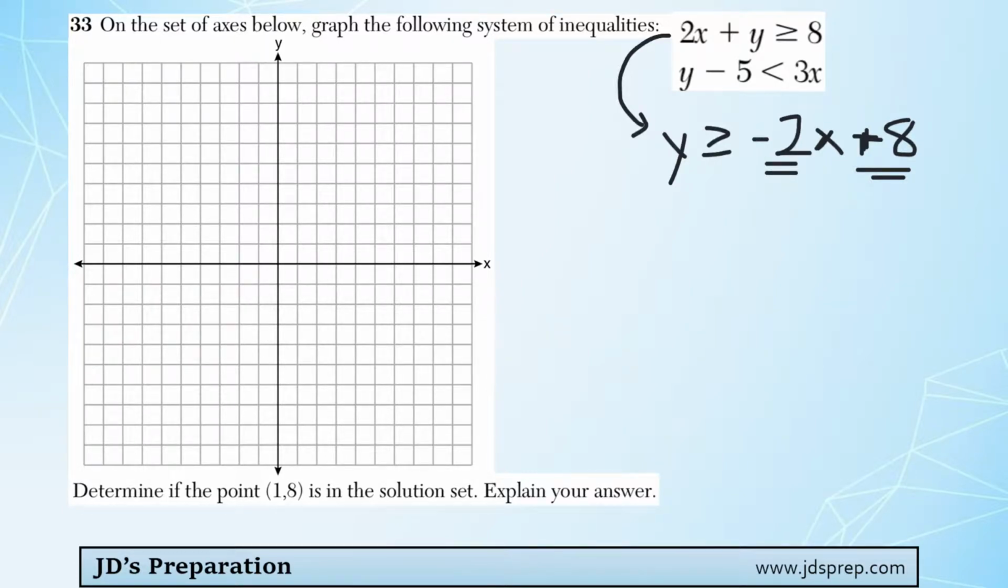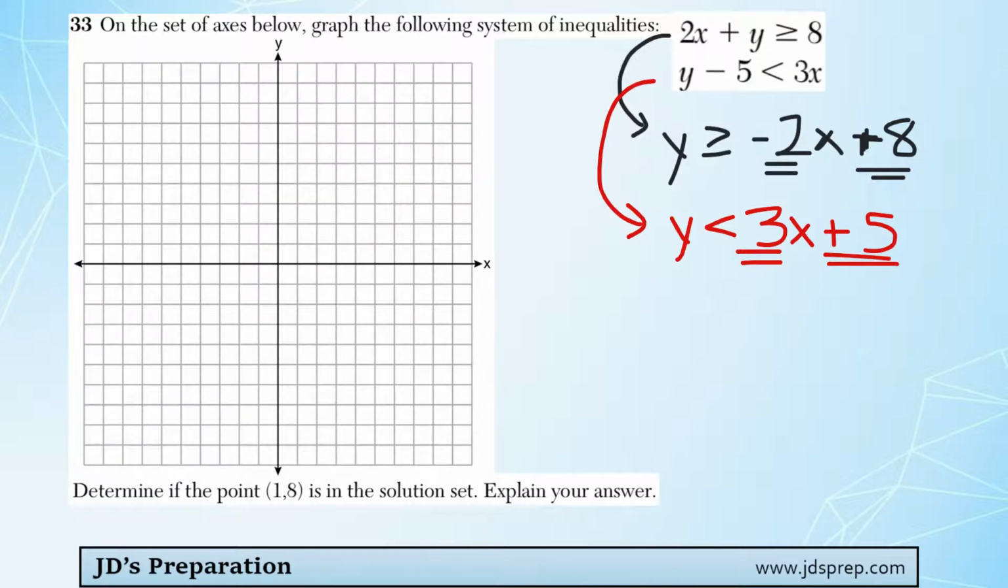For the second inequality, we should do the same thing. We're going to isolate y. This time, all we need to do is add 5 to both sides. So by doing that, we're going to have 3x plus 5 on the right-hand side of that inequality. So here we have a y-intercept of positive 5 and a slope of 3. So let's go ahead and start plotting these points.